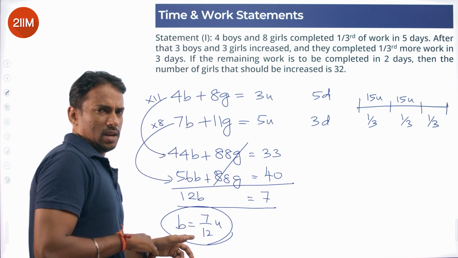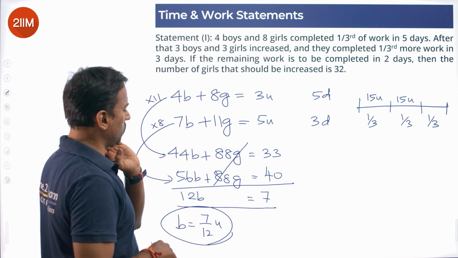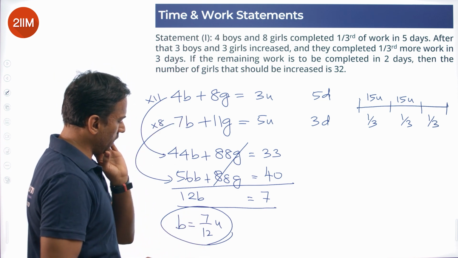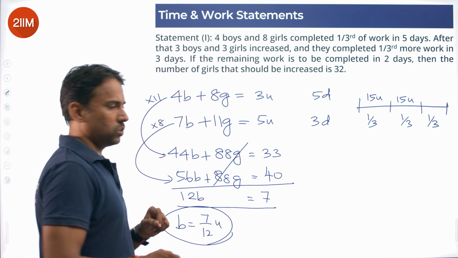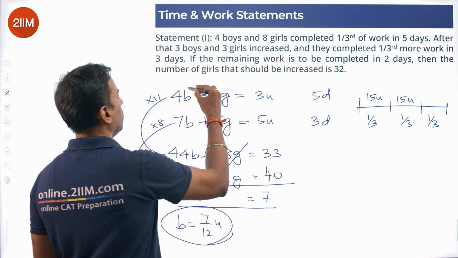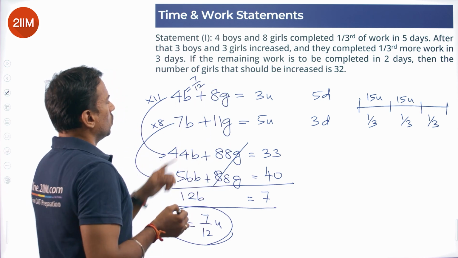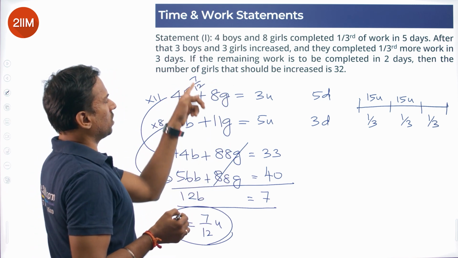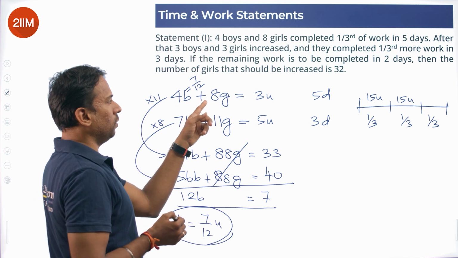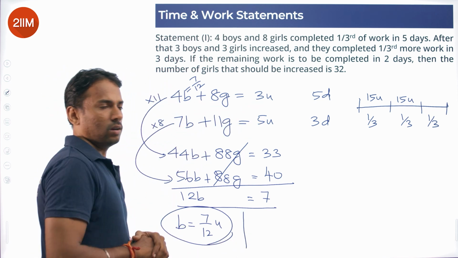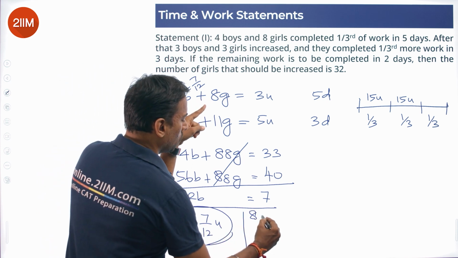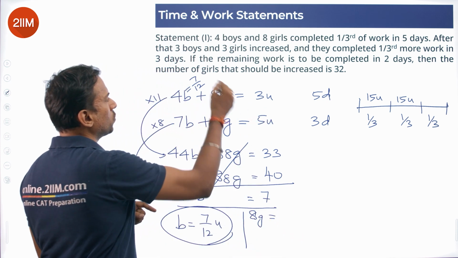Great. And with this, we'll try to find the value of g also. So put b as 7 by 12 in one of the 2 equations, and we'll get the value of g also. This one, I'll substitute here. So if I do that, we'll get 4 into 7 by 12. That means 28 by 12 plus 8g is equal to 3 units. Let's continue here. That means we'll have 8g is equal to 3 minus 28 by 12.